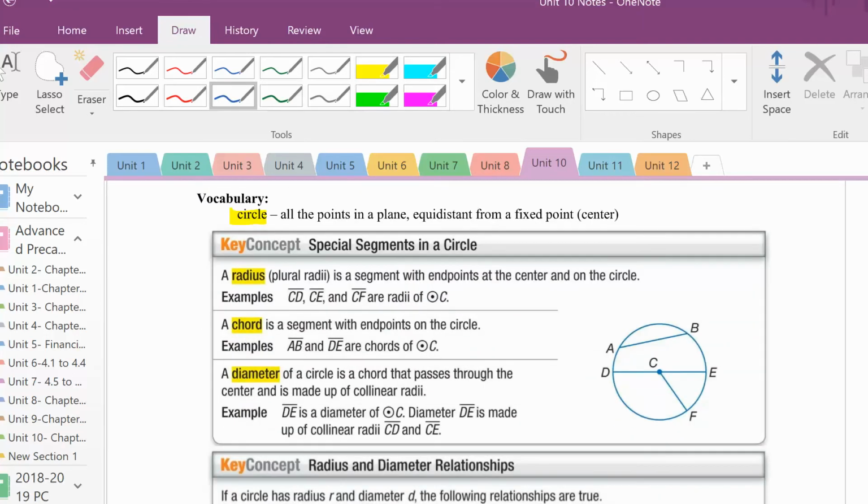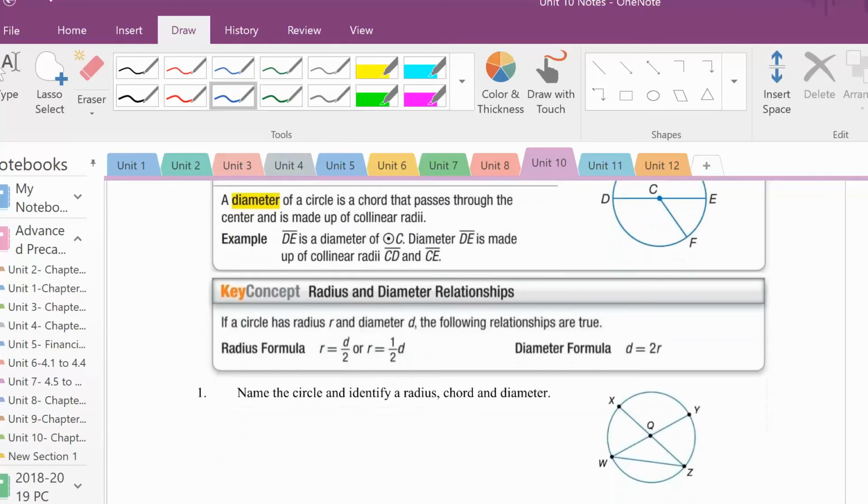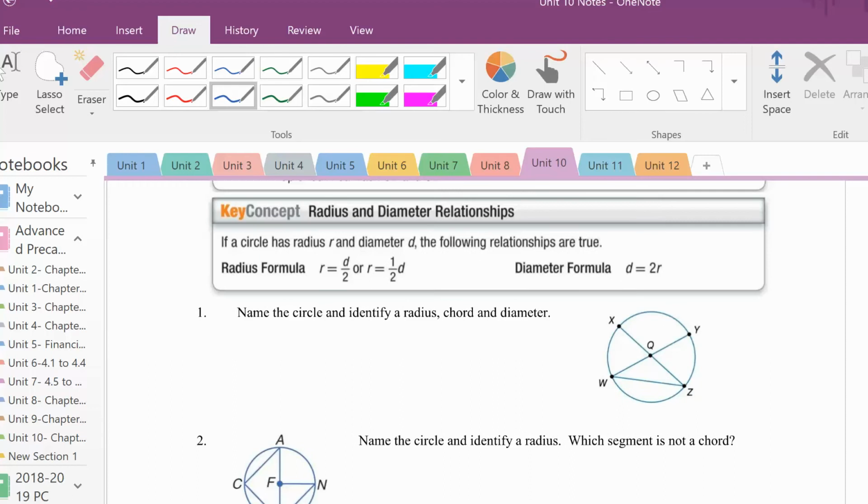So a segment whose endpoints are at the center and on the circle is what's called a radius. So C to F, C to E, C to D. A chord is a segment with endpoints on the circle, like AB is a chord, DE is a chord, and a diameter is a chord that passes through the center. So DE is also a diameter. A radius is half of a diameter, and the diameter is 2 times the radius.